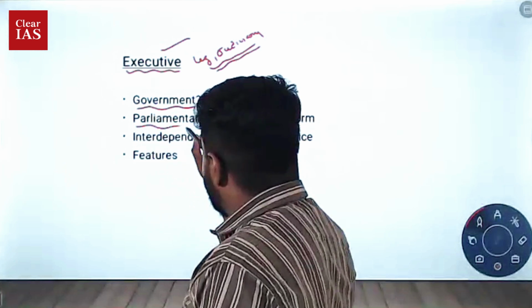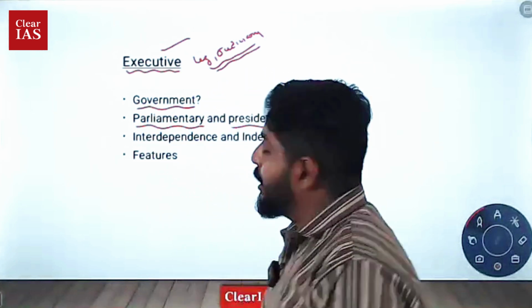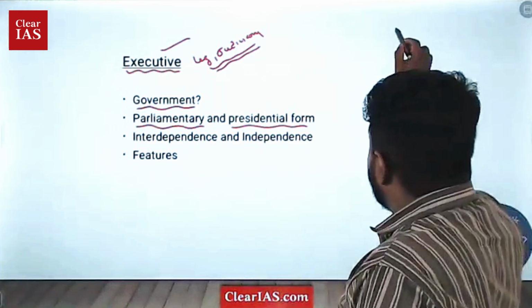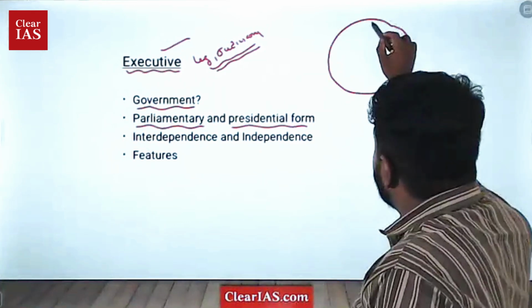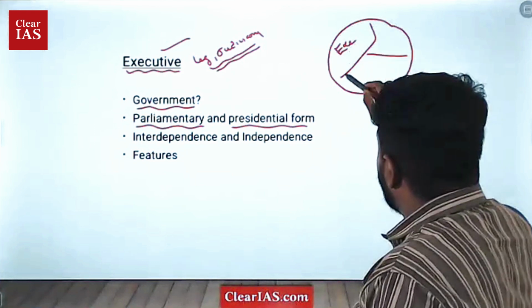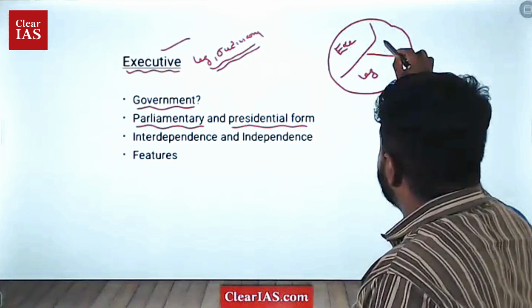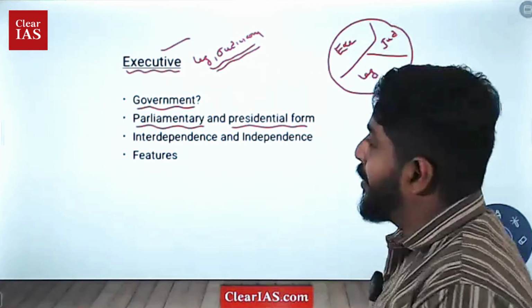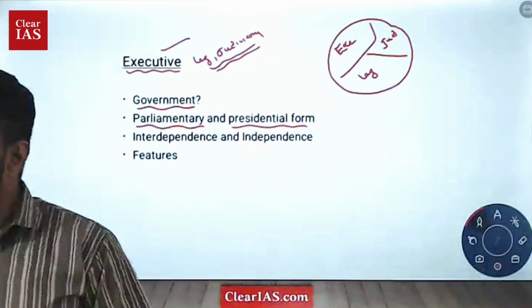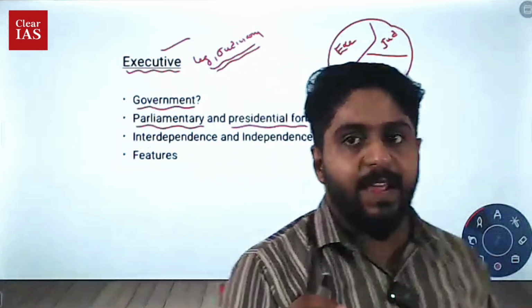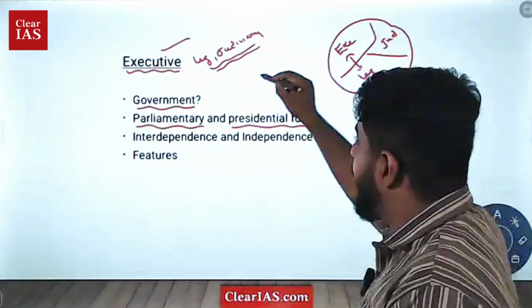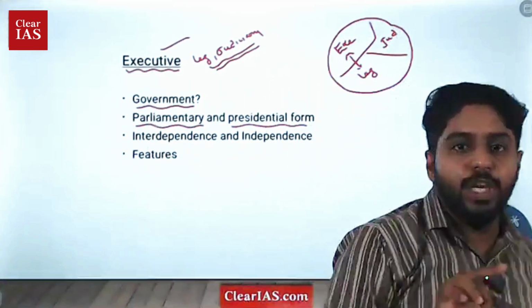Now before that, just try to understand what is the difference between the parliamentary and the presidential form of government. It is on the basis of the relationship between the executive and the legislature that we would be able to categorize it as the parliamentary or the presidential form of government. Fine? We will categorize whether the model of government is parliamentary or presidential on this basis.